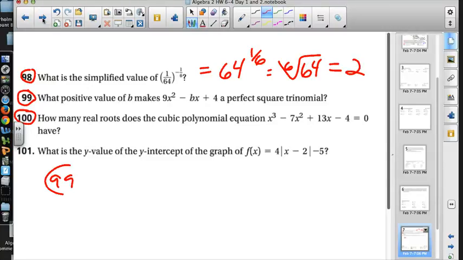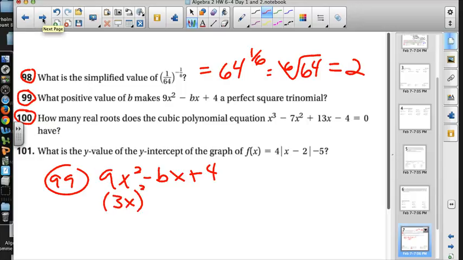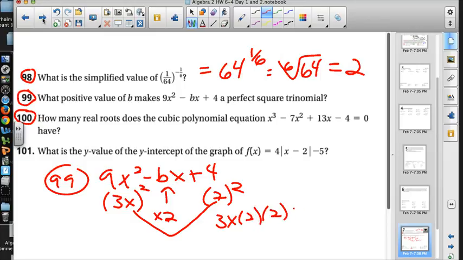99 says, what positive value of b for 9x squared minus bx plus 4 would make it a perfect square trinomial? And I think, all right, here's how they worked. You needed something in the front squared, something in the back squared, and when you multiplied those together times 2, that had to give you b. So 3x times 2 is 6x, 6x times 2 would give us 12x, so b would need to be 12. That's back from our days of completing the square.